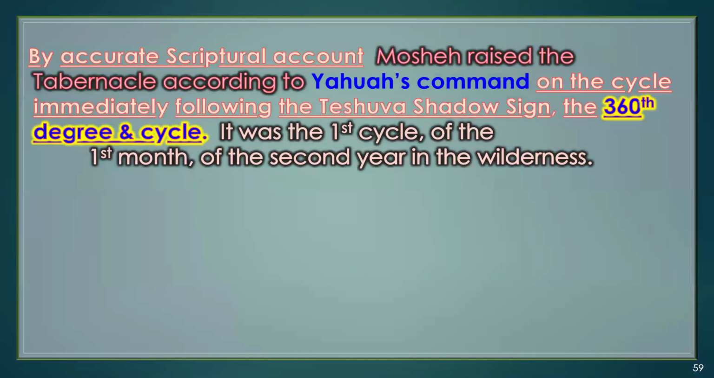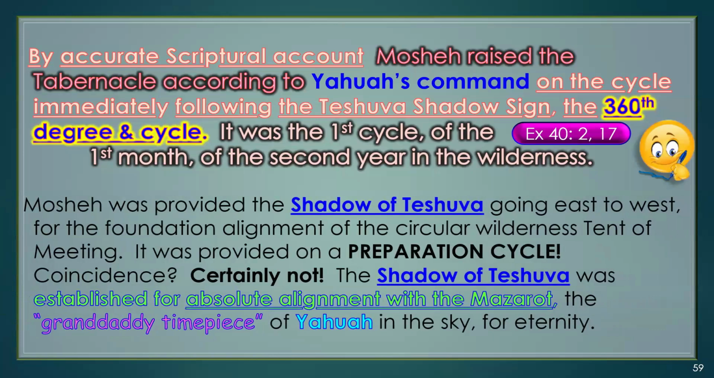By accurate scriptural account, Moshe raised the tabernacle according to Yahuwah's command on the cycle immediately following the Teshuva shadow sign, the 360th degree and cycle. It was the first cycle of the first month of the second year in the wilderness. Moshe was provided the shadow of Teshuva going east to west for the foundation alignment of the circular wilderness tent of meeting. It was provided on a preparation cycle. Coincidence? Absolutely not. The shadow of Teshuva was established for absolute alignment with the Matzerot, the granddaddy timepiece of Yahuwah in the sky for eternity.